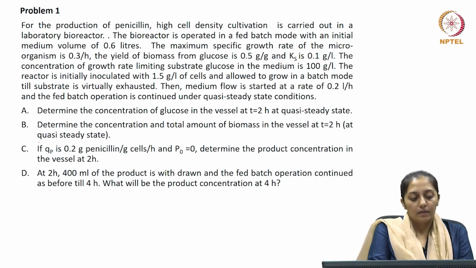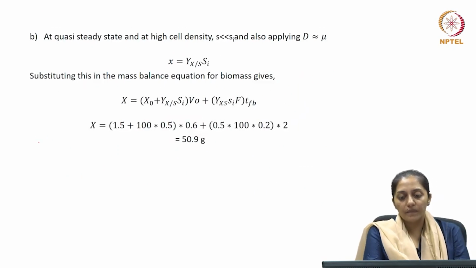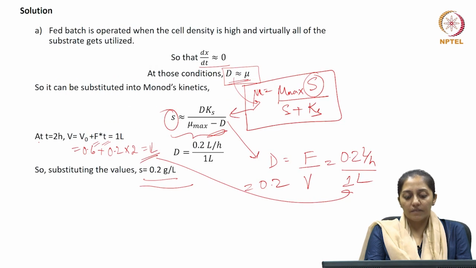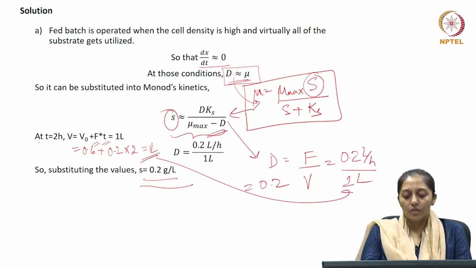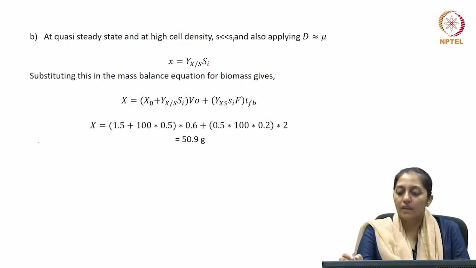Now, let us see part 2, which is B here. Determine the concentration and total amount of biomass in the vessel at T equals 2 hours of quasi-steady state. Now, it is 0.2 grams per liter and we started with 100 grams per liter. So, we can assume it is nearly finished.